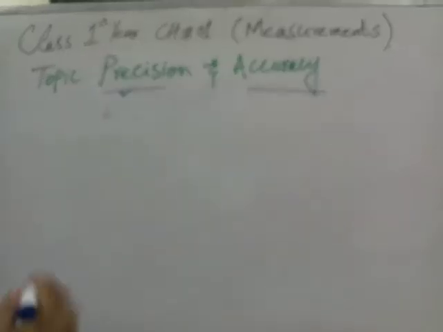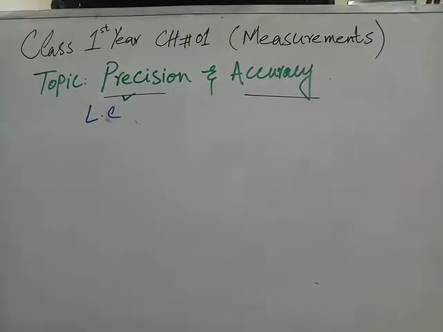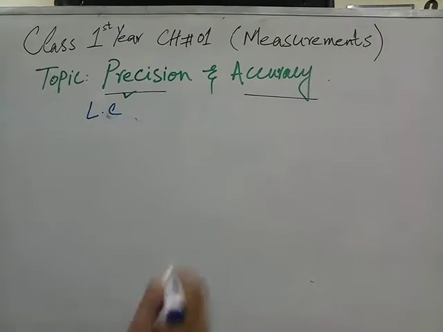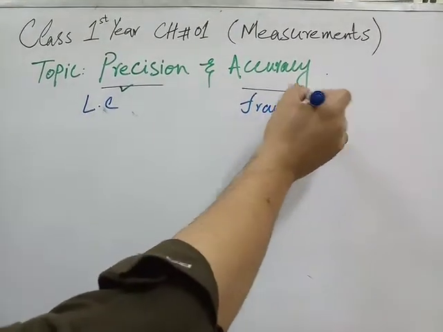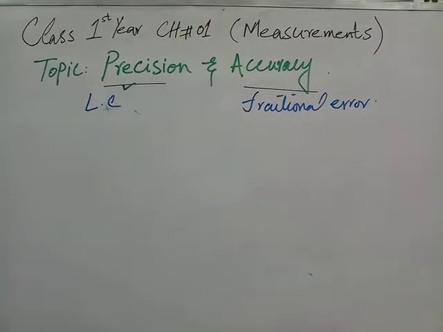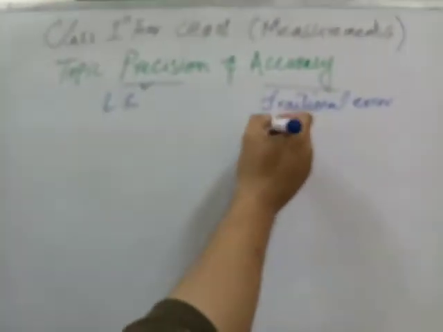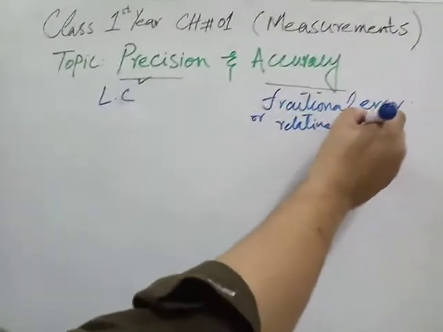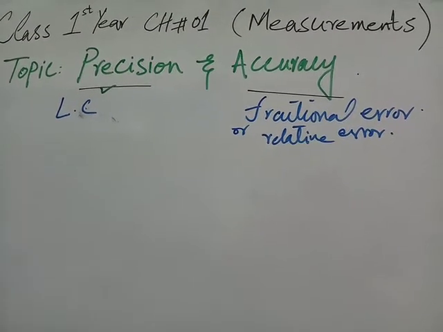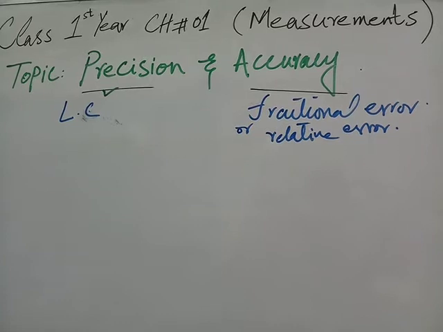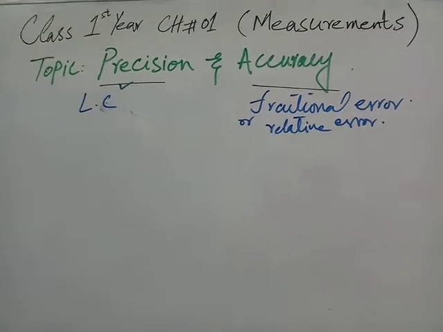The precision of a measurement is associated with the least count. So, precision is related to the least count of the instrument, whereas accuracy is associated with the magnitude of fractional error, or we can say a relative error in measurement. So precision does not mean accuracy, but both are highly demanded while making measurements in physics.